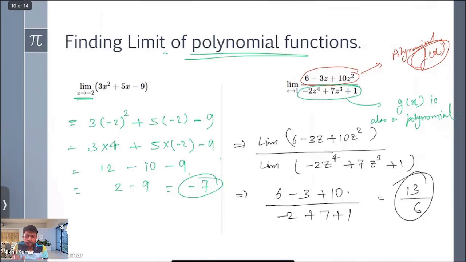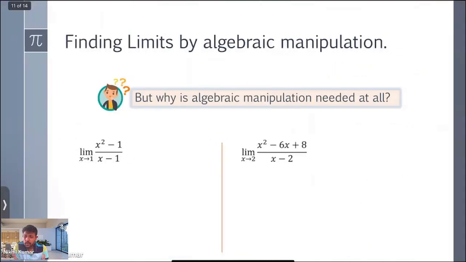We're going to pause here. After this, we are going to look at finding out the limits of functions using algebraic manipulation. This is what we are going to study next. How to find different limits of different functions using algebraic manipulation. But the question arises, why is algebraic manipulation needed at all? What are algebraic manipulations? What are different types of algebraic manipulations? How do we use them to find out the answer? All those things we're going to do in the next session.